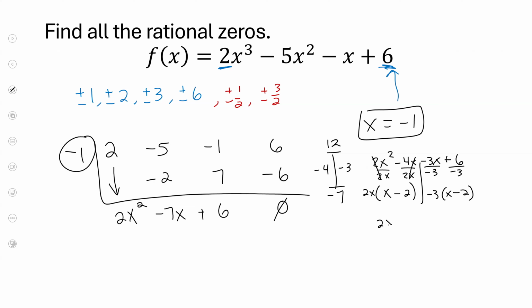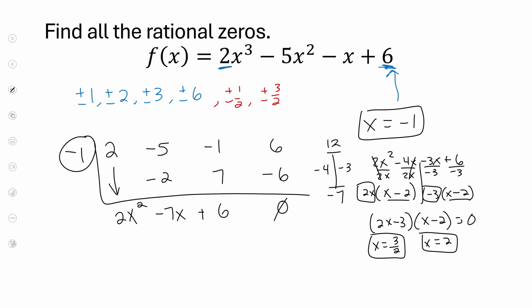So 2x minus 3 is one of my factors. That's what's on the outside. And whatever matches goes in the other. Now, if I set this equal to 0 and solve, I'll get 3/2 for this one. And I'll get x equals 2 for this one. So those are my 3 answers: x equals -1, 3/2, and 2.